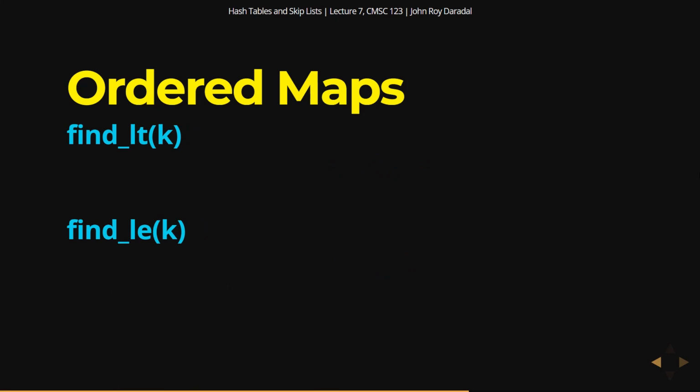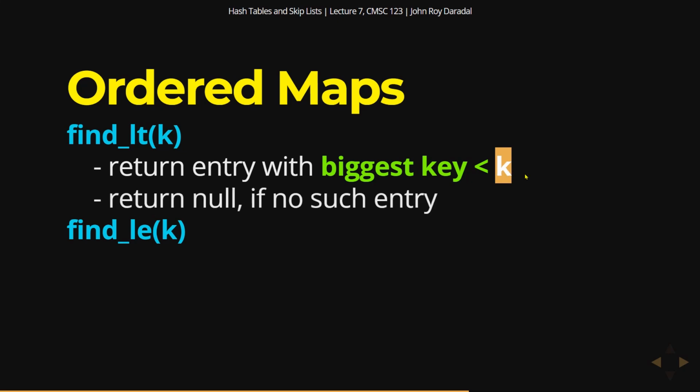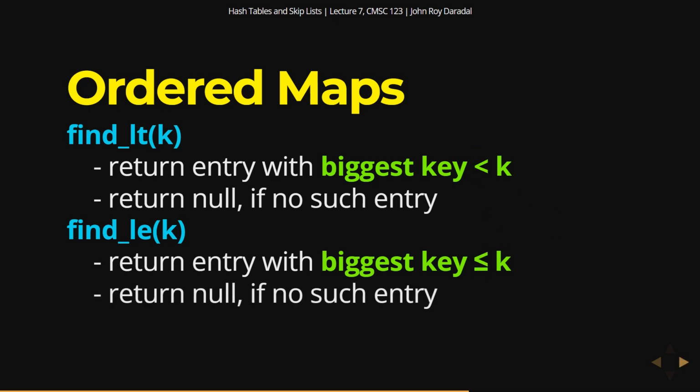Find less than key or find less than equal key are two of the additional methods. Find less than key would return the entry with the biggest key that's less than the given key k. If no such entry exists, return null. And for find less than equal, it's more or less the same. It's just that instead of strictly less than, you could be less than or equal.